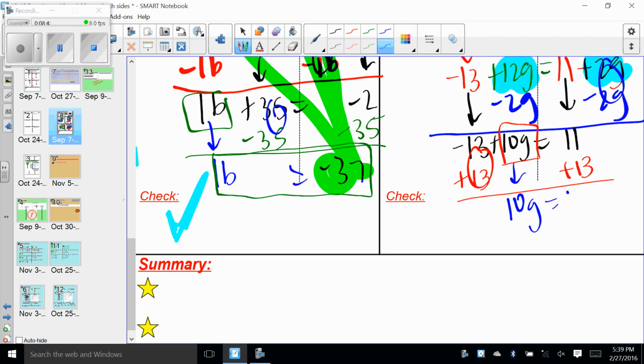I have 10g equals 24. My job is to solve for the variable g. I divide by 10, copy, paste. We get g equals 2.4. Answer should be 2.4.